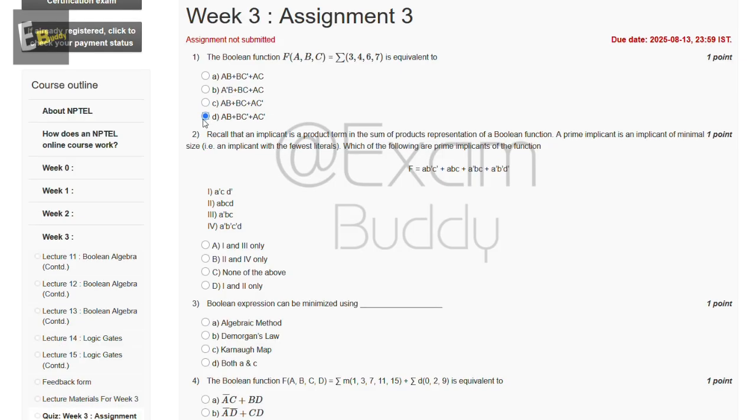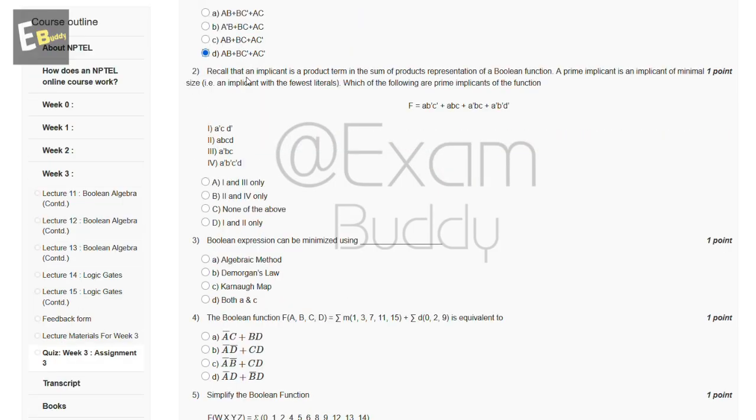Now, the second question is: recall that an implicant is a product term in the sum of product representation of a Boolean function. A prime implicant is an implicant of minimal size, that is an implicant with the fewest literals. Which of the following are prime implicants of the function? So these are the options and the answer of the second question is C.